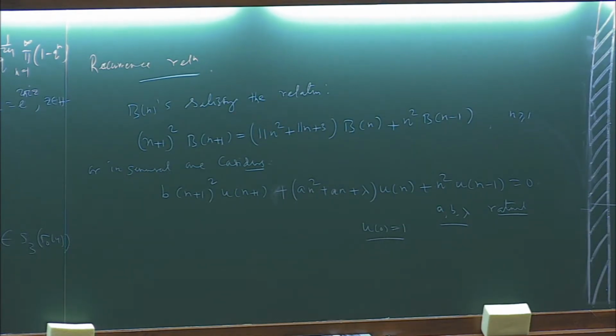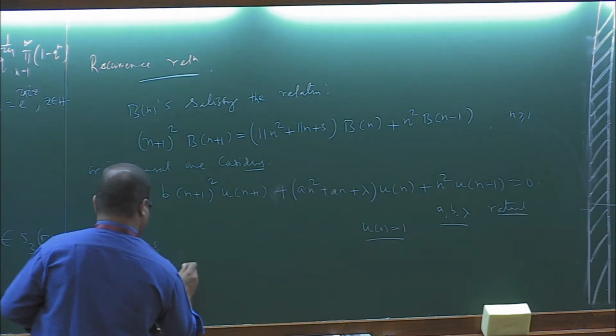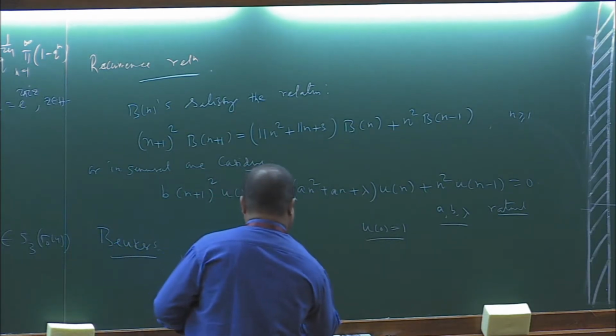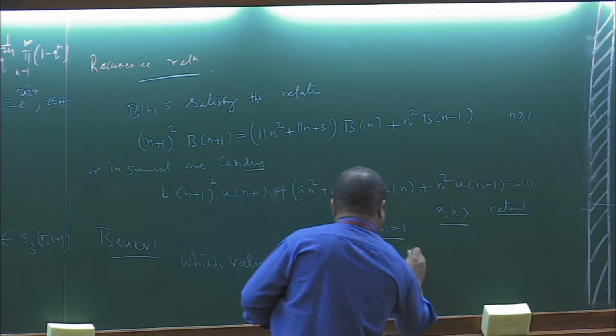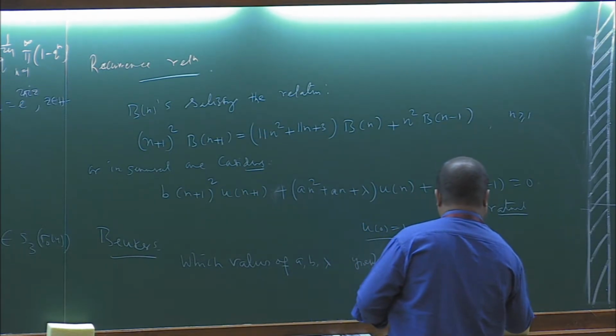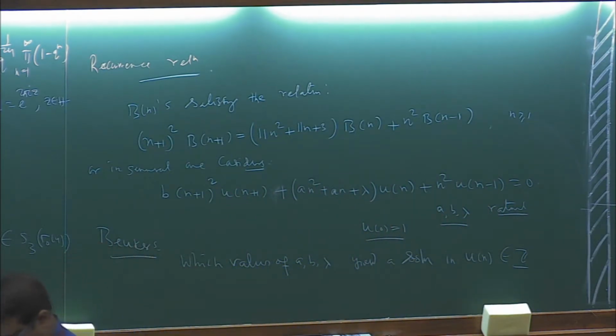in integers. So every time one needs to divide by n plus 1 square, and we still want that to be integers. So the question is, which values of a, b, and lambda yield solutions un in Z? All the values should be in Z.